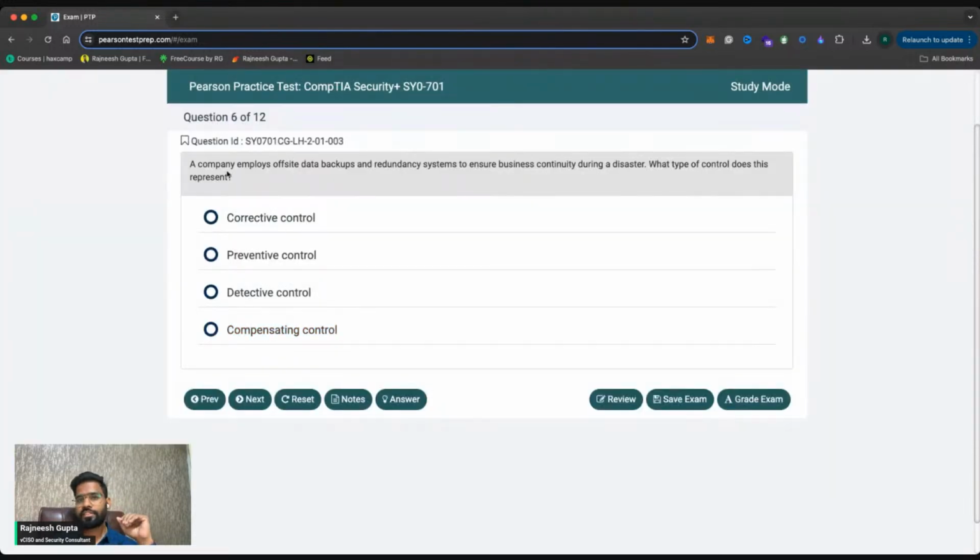Question number 6. A company employs an offsite data backup and redundancy system to ensure business continuity during a disaster. What type of control does this represent? So this should work during the disaster, when something happens. Just imagine, a company with offsite data backups and redundancy. When do you need that? First of all, you need the data backup when something happens. So let's say a ransomware attack happens, then only this system will work, right? Are you getting my point where I'm coming from?